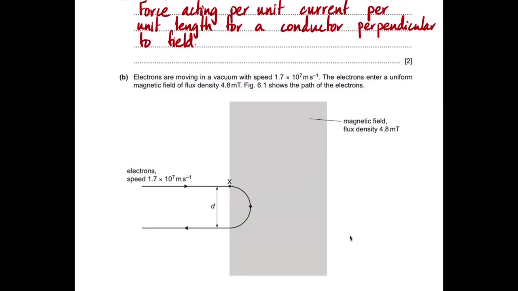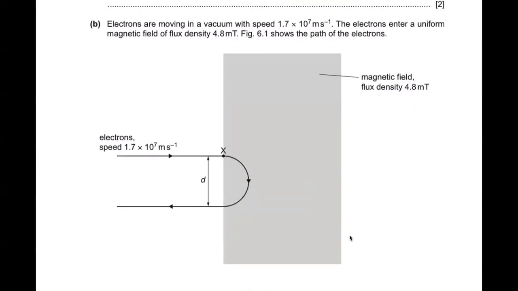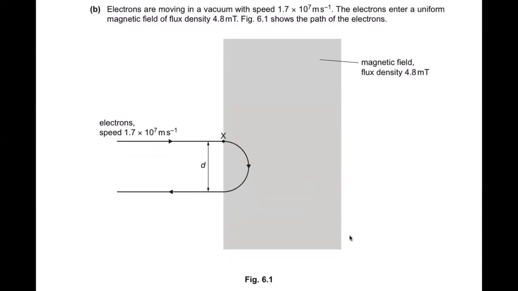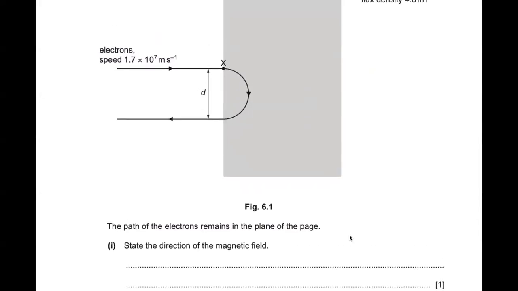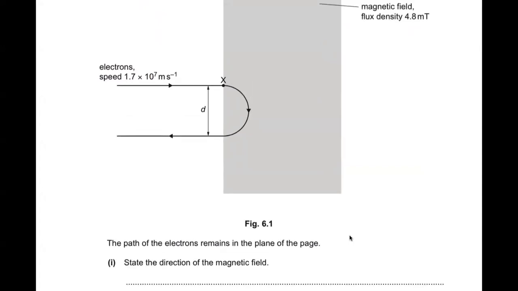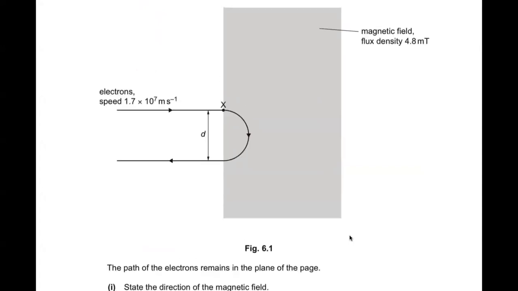I'm not sure if the examiner is going to ask this or not here. I'm just preparing myself mentally for what he could ask. Path of the electrons remain in the plane of the page. State the direction of the magnetic field. All right. So state the direction of the magnetic field given that it's deviating like this. If I talk about, for example, this part, then I know that force is towards the center. This is an electron, right?